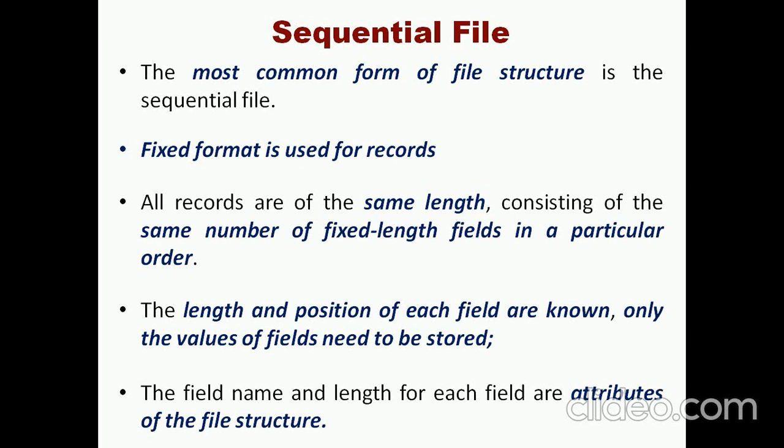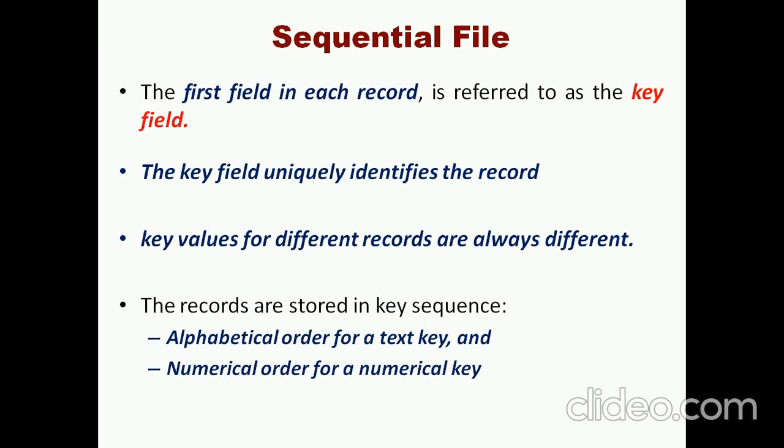The next file system is the sequential file system. It is the most common file structure in almost every operating system. It has a fixed format and the same length, and every field can be identified with a field value as well as a field name. With the help of the field name we can easily store the particular value of the field. The value, length and name all belong to the attributes of the particular file structure.